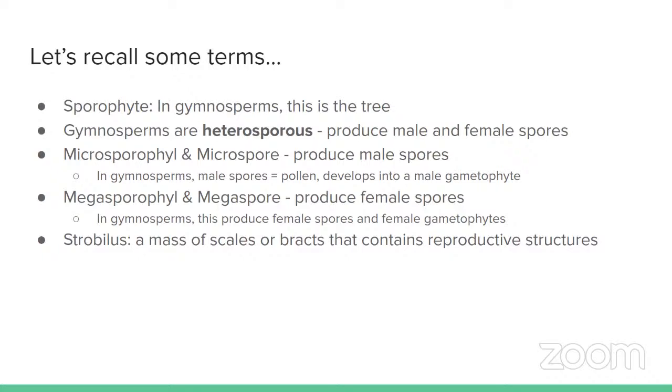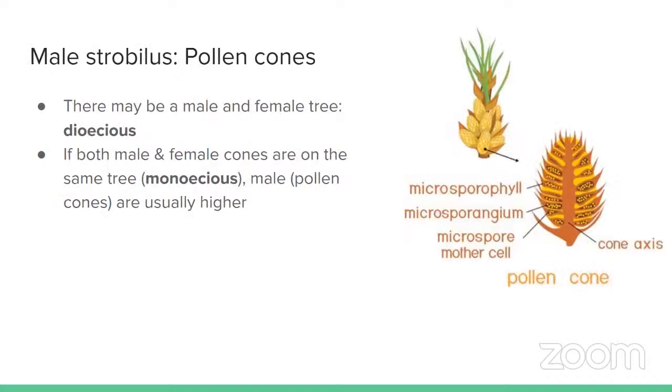When we talk about cones, that's our typical English word. We can also call them strobili. So like when we were looking at the horsetails and our club mosses, a strobilus is a mass, so like a group of scales or bracts. A bract is a modified leaf that contains reproductive structures, namely these microspores and megaspores. Okay. We're going to take a look at a male strobilus or a pollen cone. So this is the male reproductive structure of our gymnosperm.